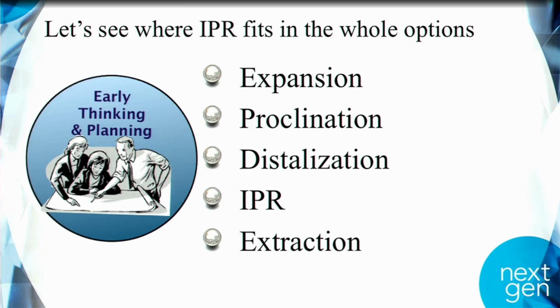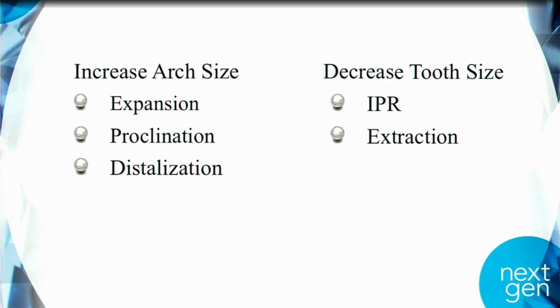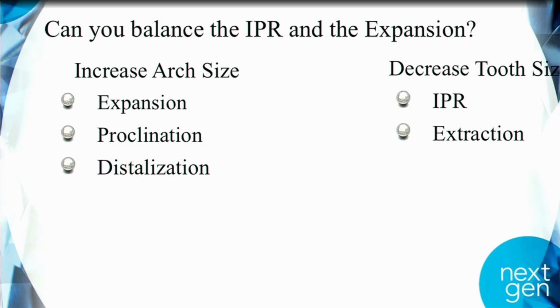And as Porky Pig once said, that's all, folks. That's all you get. That's your 5 choices. And so with those 5 choices, you have to decide what you're going to do. Now, some doctors say, well, I want to do the whole case with no IPR. That means they got to do more of everything else. And sometimes that's not the best option. So these 3 increase your arch size, and these 2 decrease your tooth mass or size. That's all you get.